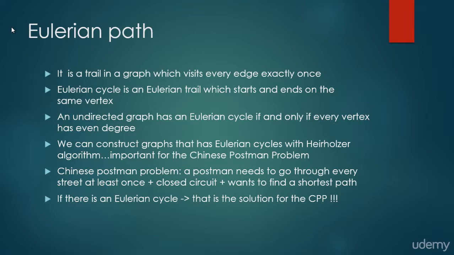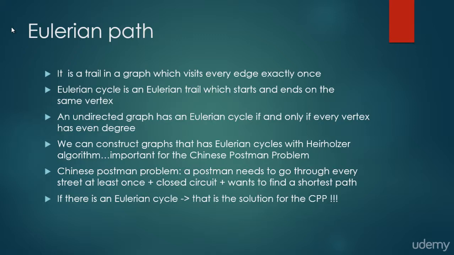And we can construct Eulerian cycles in graphs with Hierholzer's algorithm. And it's very important for the Chinese postman problem. What is this problem? A postman needs to go through every street at least once, and he wants to make the circuit closed and wants to find the shortest path, of course. And it has lots of applications. And if there is an Eulerian cycle, there's a solution for the Chinese postman problem. So these are the main problems.